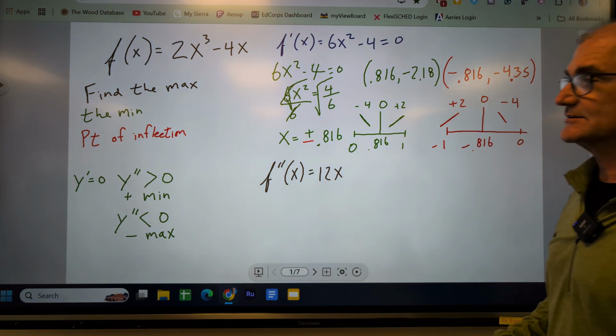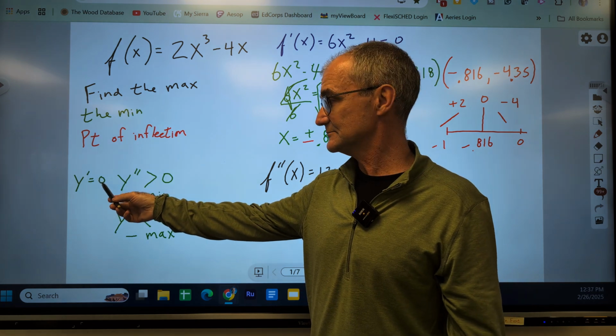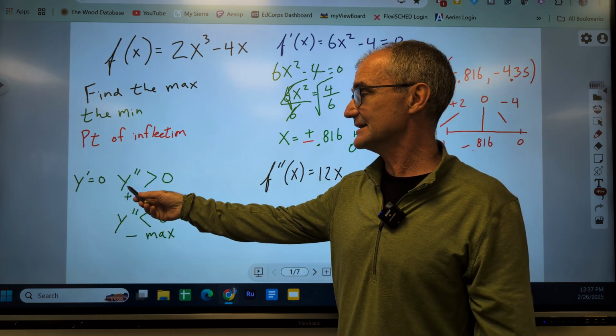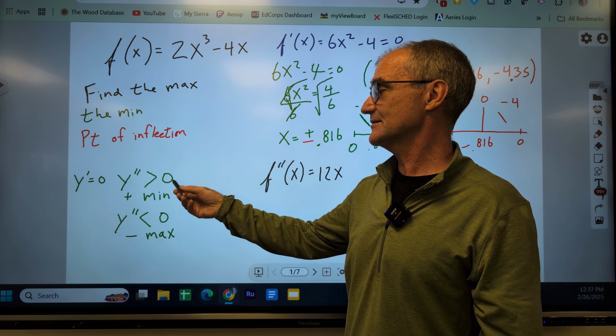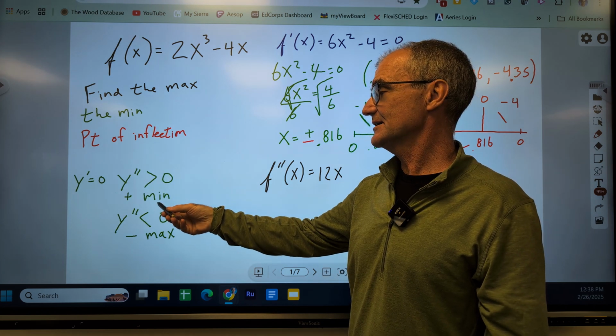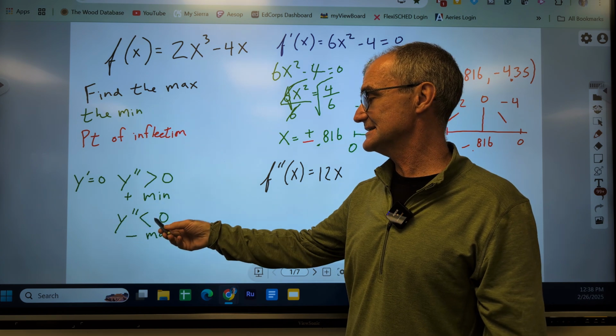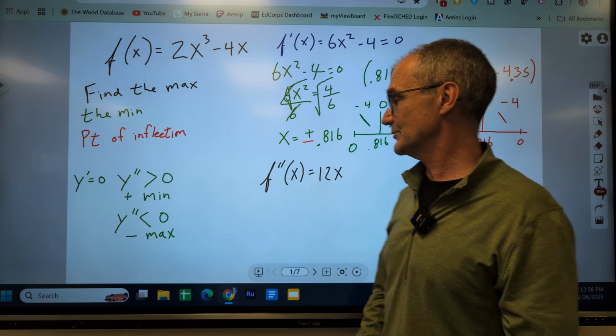The thing you want to put down in your notes is, first, if the first derivative is equal to 0 and the second derivative is greater than 0, meaning if the second derivative is positive, then you will have a minimum point. Or if the second derivative is negative, you will have a maximum point.